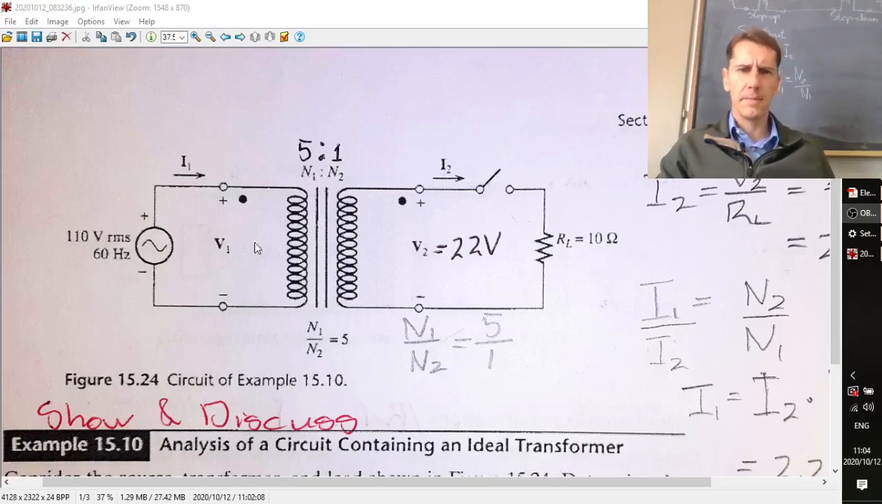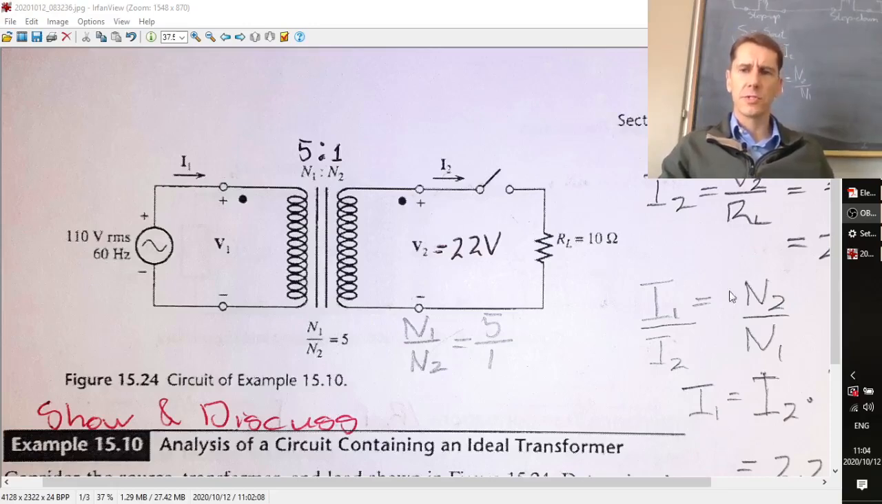You take your 110 and you multiply it with your ratio, so you divide it by 5 and you get 22 volts. So it's a step down, eh? It goes from 5 to 1, so 110 divided by 5 gives me 22 volts. So the 22 volts will be there, but because the switch is open, no current is flowing. Now let's close the switch.